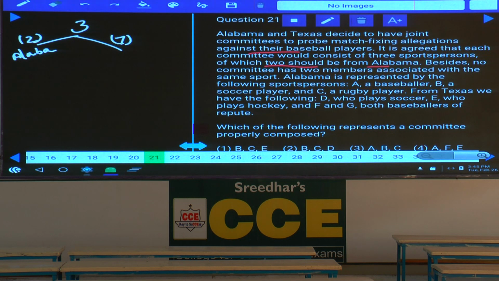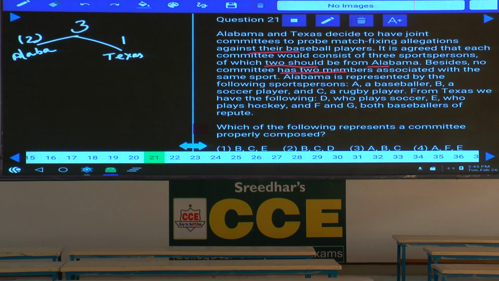Besides, no committee has 2 members with the same sport. Alabama is represented by the following, and then Texas. How many persons should be from Texas? There must be only 1 person from Texas. Among the 3 persons in that committee, 2 must be from Alabama, 1 must be from Texas. Besides, no committee has 2 members associated with the same sport. That means all these 3 members of this committee must belong to 3 different sports. That is the main information in this.